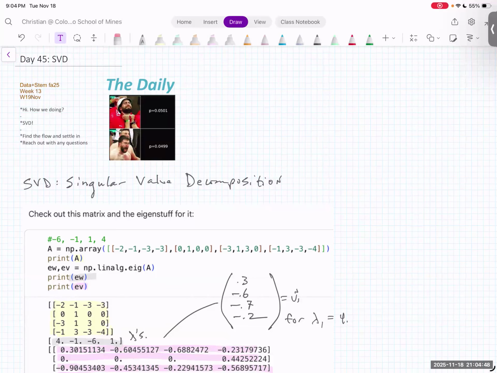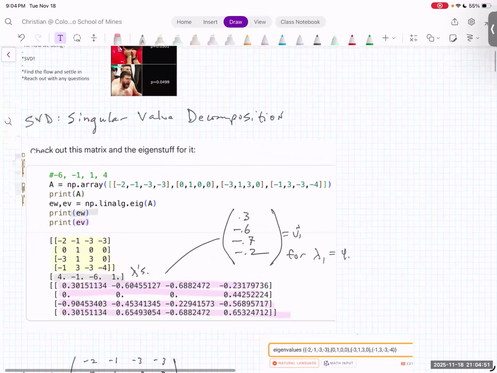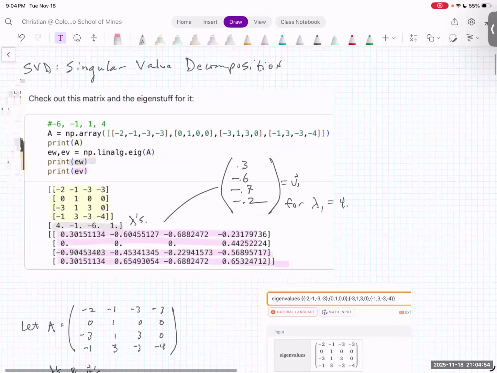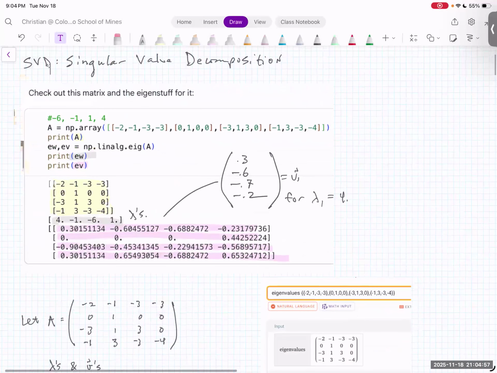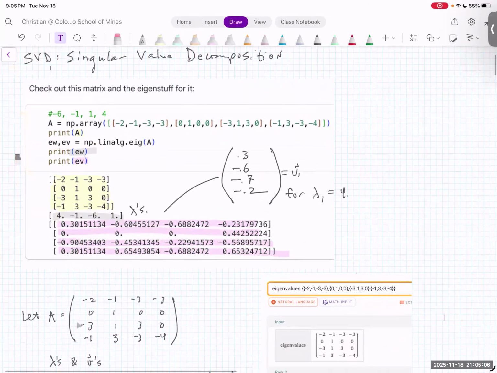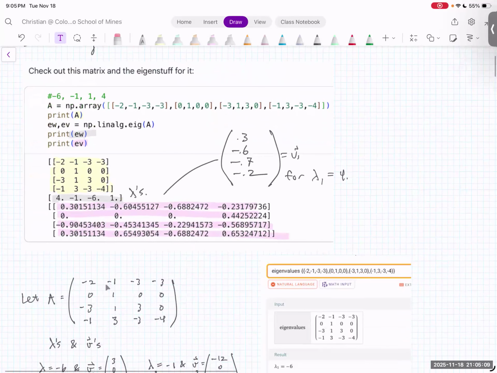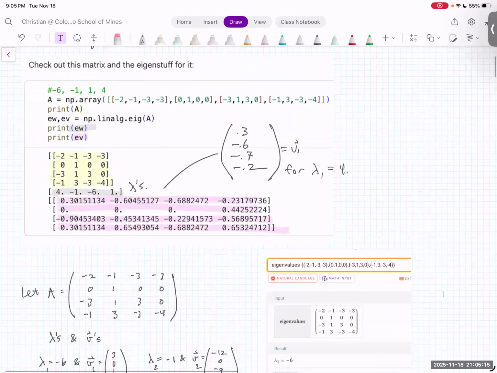So singular value decomposition. Let's work with what we've been doing. Let's take a matrix A. Matrix A is inputted here through Python. It's written down here as -2, -1, -3, and so forth. If we wanted Python to find the eigenvalues, the EWs, and the eigenvectors, the EVs, then it does that for us. Here's matrix A in yellow. Here in gray are the eigenvalues, and then in pink going across we get the associated eigenvectors.